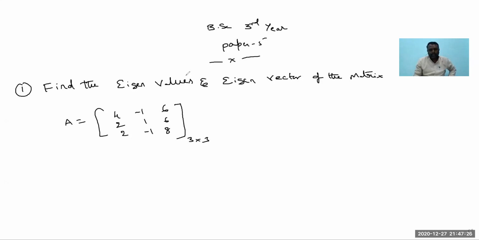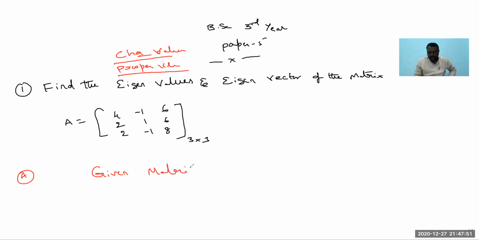Now see here, sometimes they ask for proper values or characteristic values. Eigenvectors are also called proper vectors or characteristic vectors. Now, first you can write the given matrix A equal to 4 minus 1 6, 2 1 6, 2 minus 1 8.